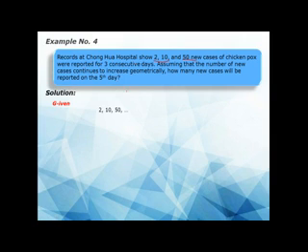And our n will be the day. For example, 2 was on the first day, 10 was on the second day, and 50 was on the third day. Therefore, our a sub 1 is 2, our a sub 2 is 10, and our a sub 3 is 50.